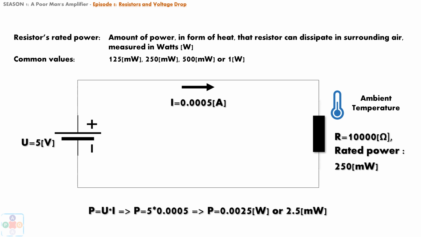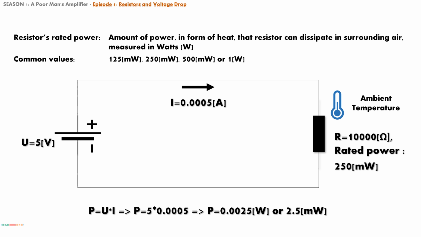Let's quickly draw up a simple circuit consisting of a 5-volt battery and a 10,000 ohm resistor. By using Ohm's law, we can calculate the current in the circuit. The equation gives us 0.5 milliamperes of current. Now, from the definition of DC power, we know that power is the product of voltage and current. This equation gives us a power of 0.0025 watts, or 2.5 milliwatts.